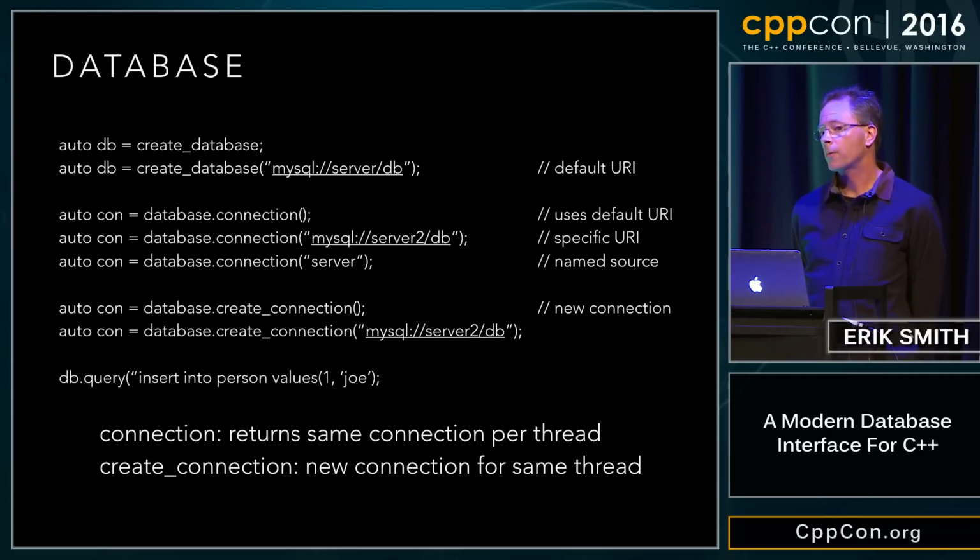Most of the time, you just want a connection, but there are some contexts in the presence of connection pooling where you want to actually ask for another connection, not the same one handed to you based on your thread ID. So that's what create connection is for, and we'll see an example of that in the talk.